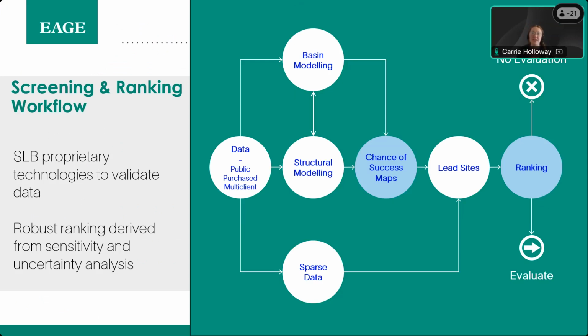And this I'll demonstrate with some of our case studies. We produce these chance of success maps. Now these highlight the areas most suitable for storage, of which we could select multiple sites and run through our ranking process, in which case deciding whether we want to evaluate the site further or not.